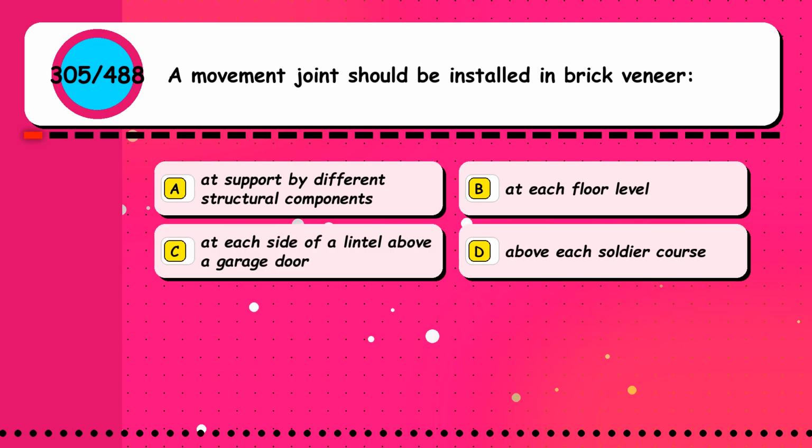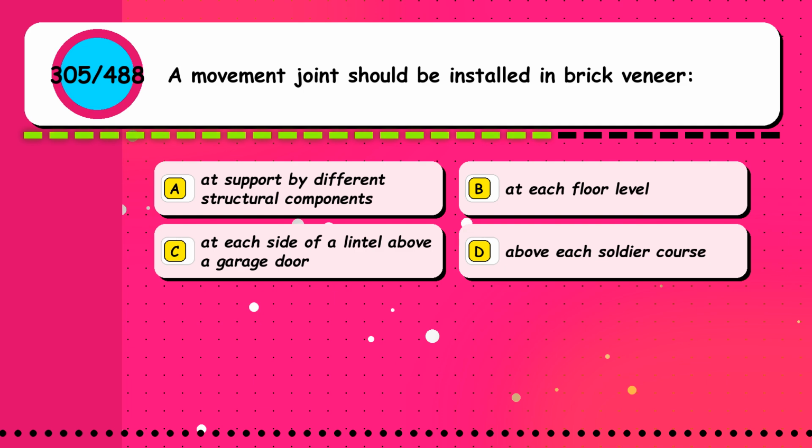Question 305. A movement joint should be installed in brick veneer. Option A, at support by different structural components. Option B, at each floor level. Option C, at each side of a lintel above a garage door. Option D, above each soldier course.